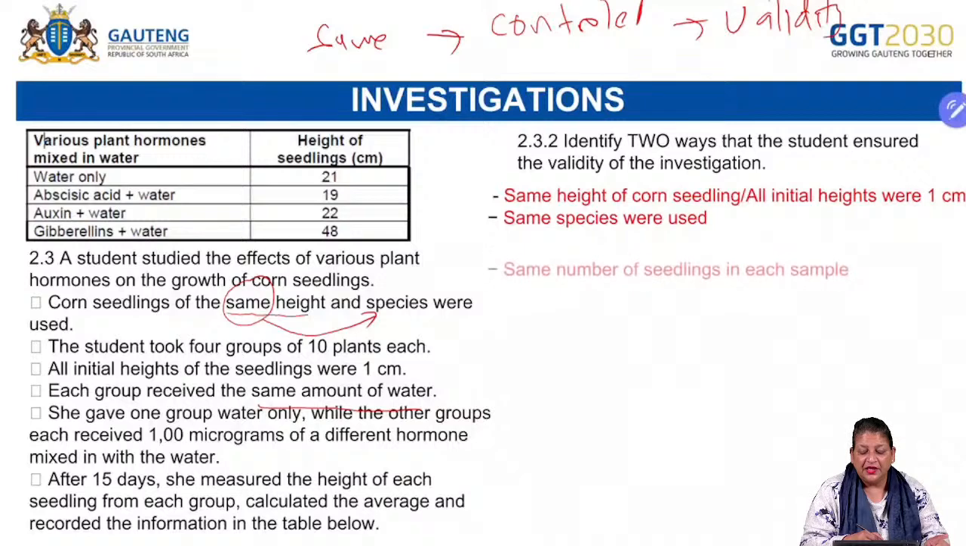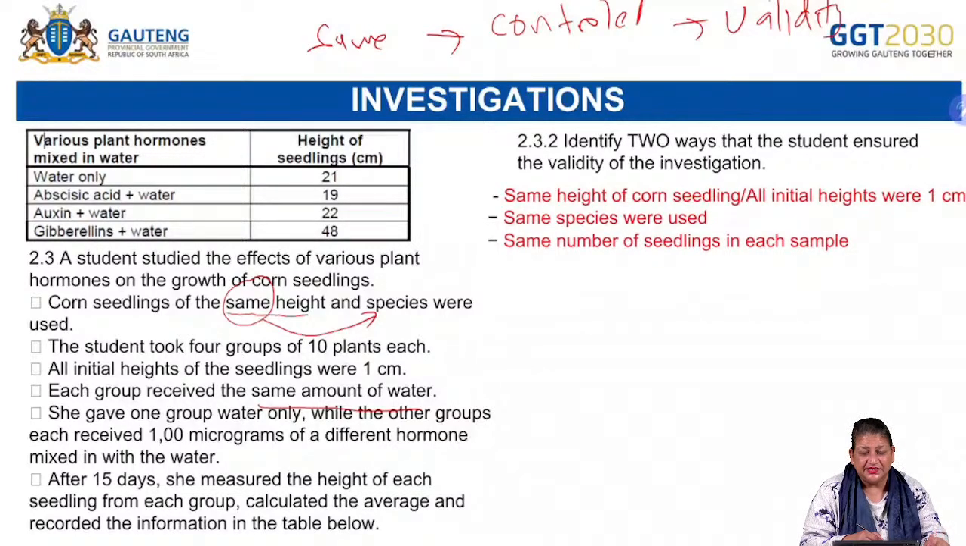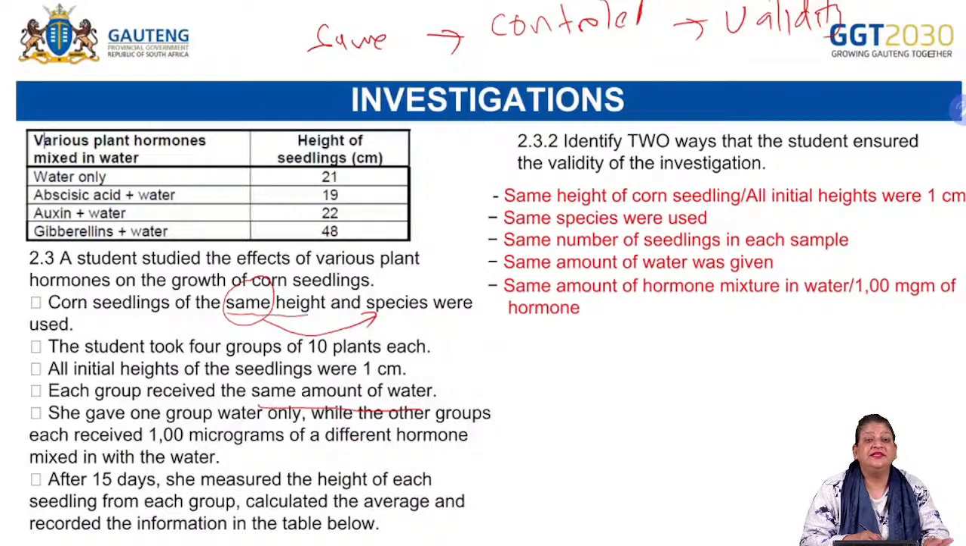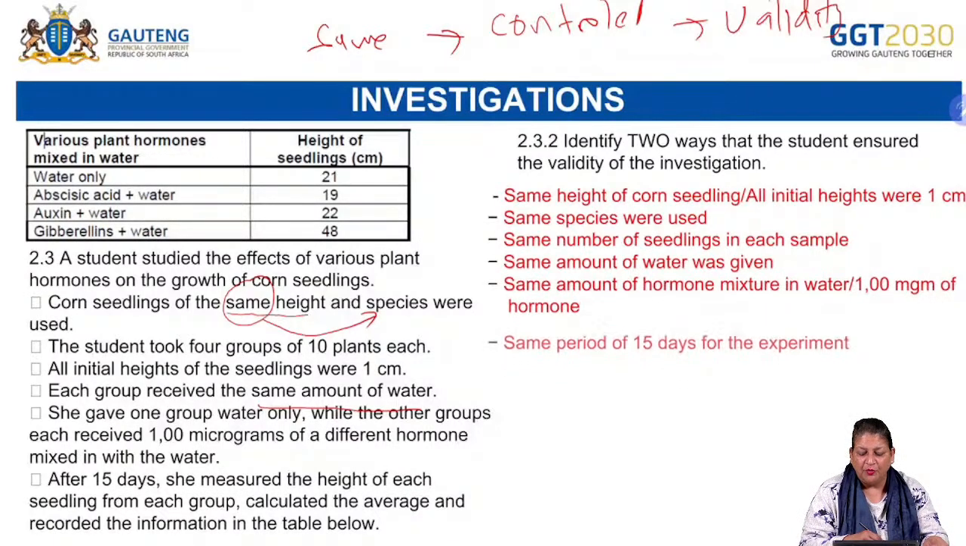Same species were used. Same number of seedlings in each sample. That means there was 10, 10, 10. So the number of seedlings in each sample was the same. Same amount of water. Same height of the seedlings initially, and she ensured that all the seedlings were the same height. Same species, all of them belong to the same species. And same amount of water. And same amount of hormones was given. And there was 1 microgram of hormone, although the hormones differed, the amount was the same. So same amount of hormone mixture.